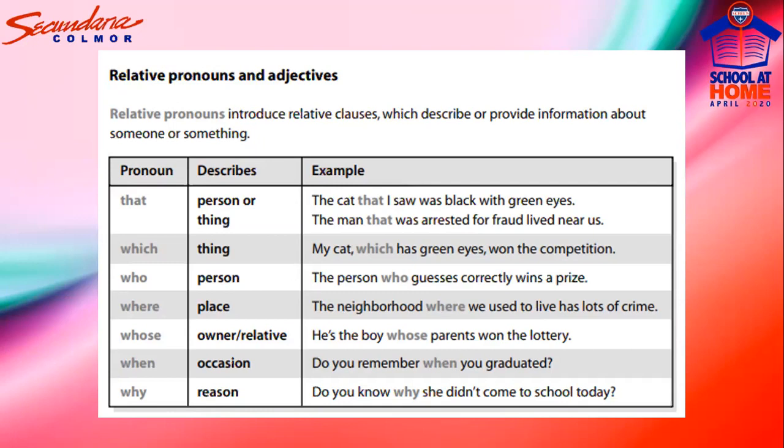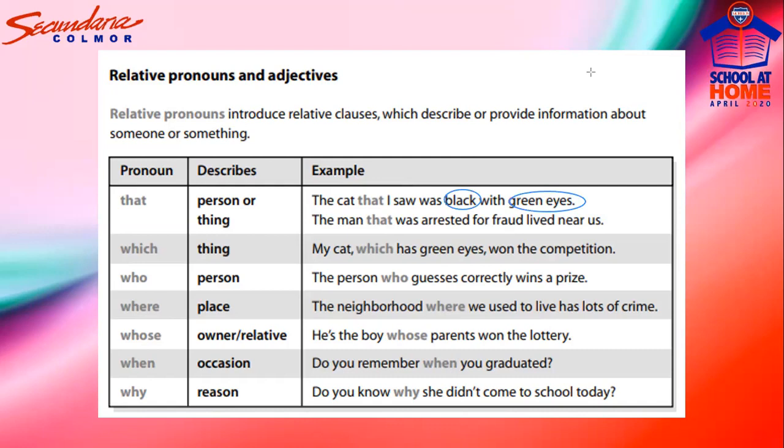In the first part, we have "that", which as you remember is describing or telling about a person or a thing. So, the cat that I saw was black with green eyes. In here, we are using adjectives, okay? Why? Because we are describing the cat, okay? The cat with what? Green eyes. We are giving more information using adjectives, okay? It was black. Black also describes, okay? So we are describing the situation. We are telling that the cat was black with green eyes, okay? So we are using the adjectives to describe the situation.